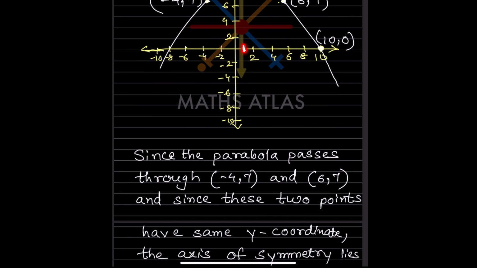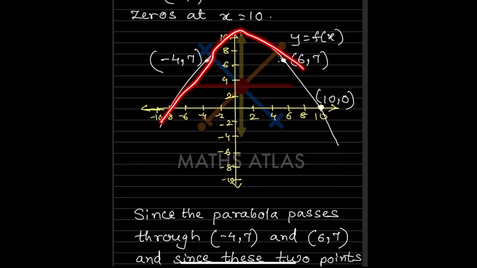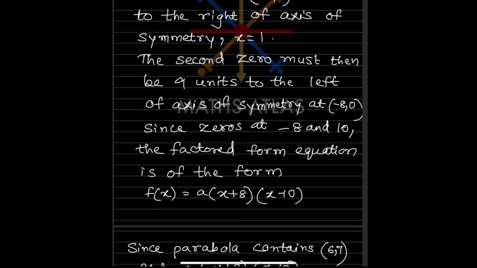We know this point, but we don't know where to put the other end of this parabola. So from here we are going to take 9 units. So it is going to land on what? -8. Hope this is clear to you. We know from here it is 9 because this point is already given. So now it is easy to draw the parabola.